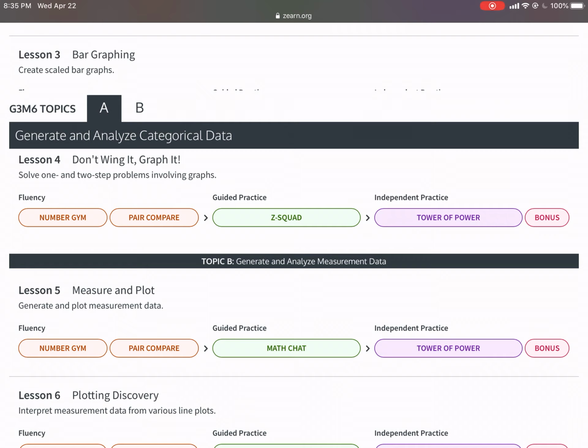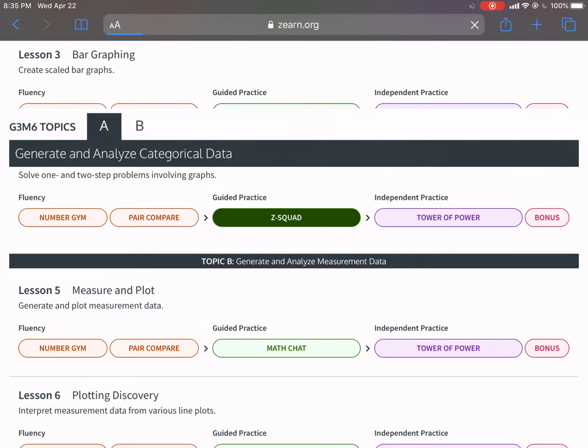On your own, you will complete Number Gym, Pair and Compare, and Tower of Power in Zern. Together, we will do a Z-Squad guided practice. If you choose not to do Zern, you will be expected to complete your worksheet in your math packet and to send a picture to Mrs. Stanley. Let's get started.